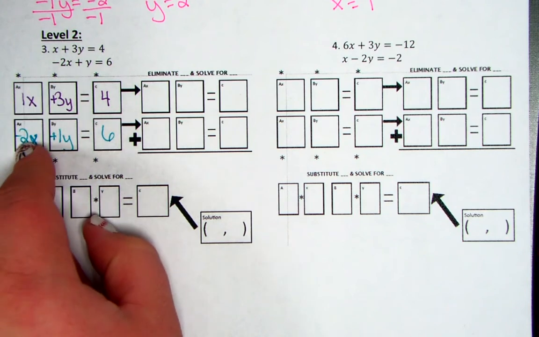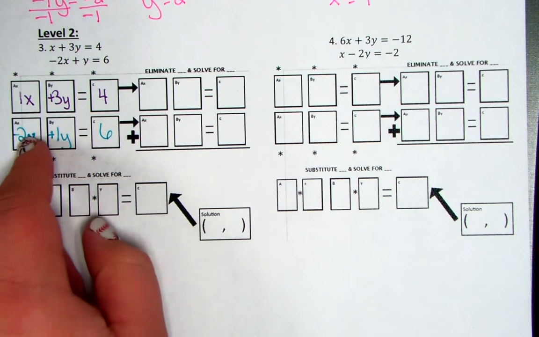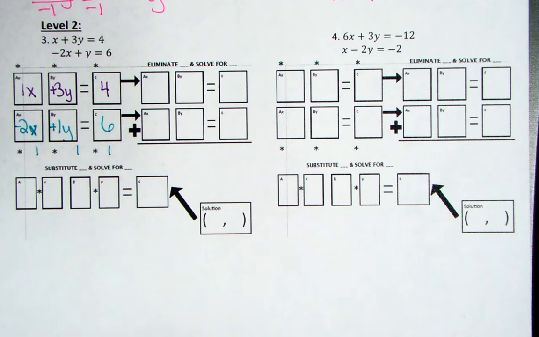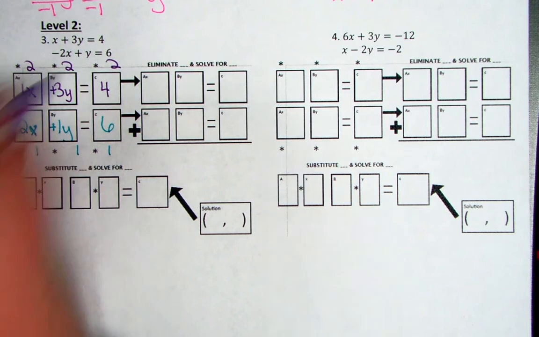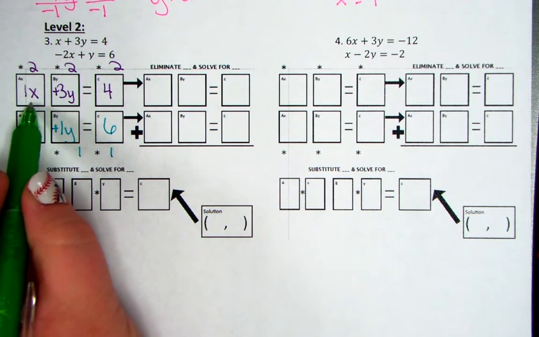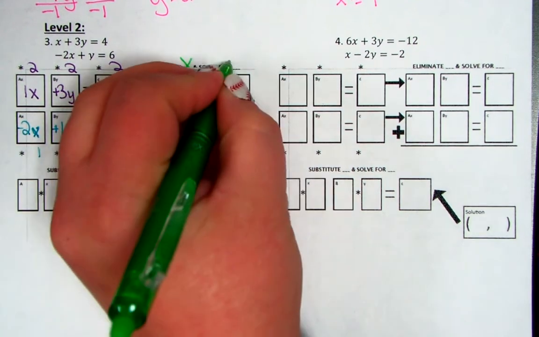They just need to have the same number in front. So we ask ourselves, 2 and 1, what number do both of those go into? And it's 2. So that means this bottom equation is going to stay exactly as it is, but the top equation is going to be multiplied by 2 all the way across, because our goal is to eliminate this x.